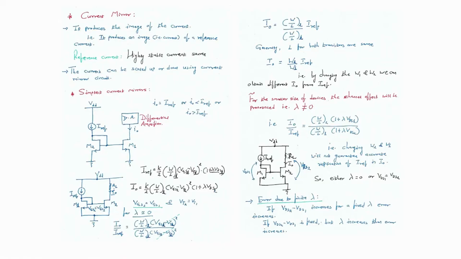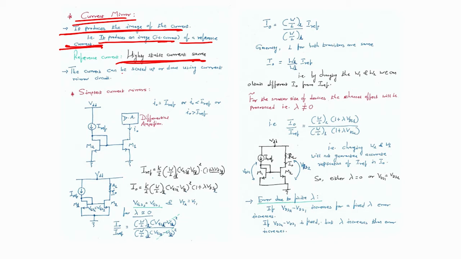So, come back to the screen. It produces the image of the current. Current mirror is nothing but it produces the image of the current. It produces an image of a reference current. We require a reference current, otherwise how can it produce an image? Reference current is a highly stable current source, because here we replicate the current. So, the source should also be stable, and a stable source is your highly stable current source.